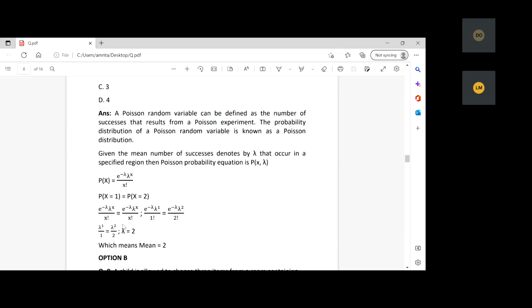So once you have the value of lambda equal to 2 here, or once you find out what's the value of lambda here, when the question is asking P of x equal to 4, the value will be e raised to minus 2 into 2 raised to 4 divided by 4 factorial. Simply, you'll be able to substitute this value and solve it. These are the common type of questions that come in most of the competitive examinations from this category.